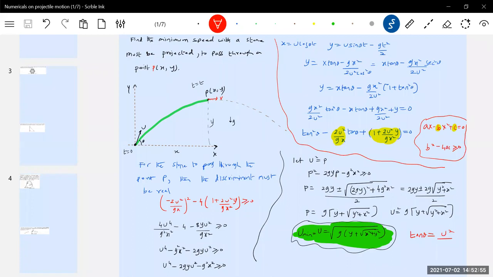Sir, if you project the object only with a critical angle, then only it will cross, sir? Critical angle, that minimum speed is important, that one. Okay, sir.